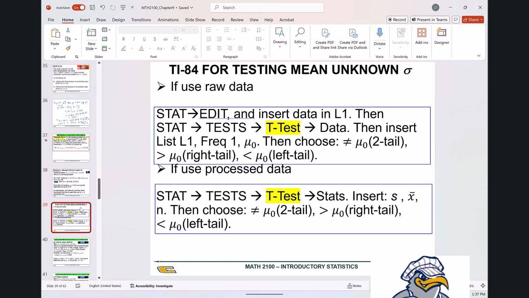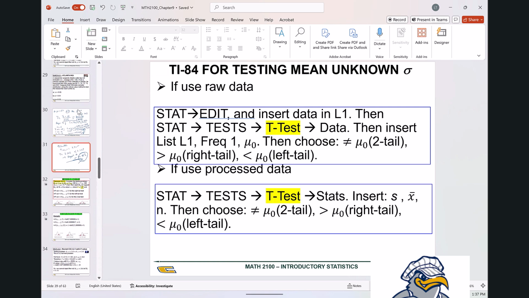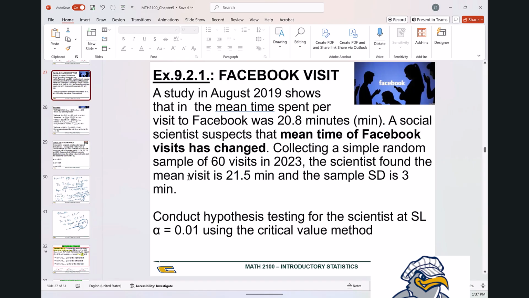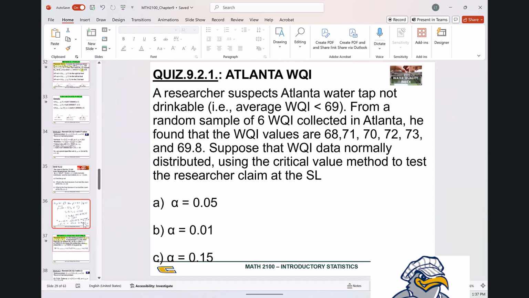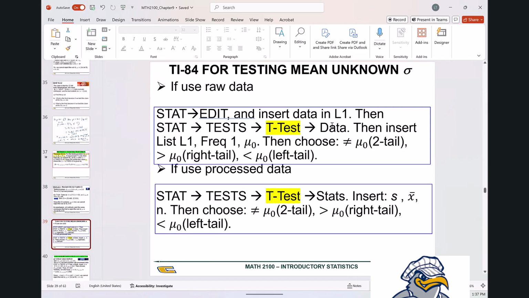And there are two tracks, right? Sometimes you are provided the summary statistics, for example the Facebook example, where they give you descriptive statistics for 60 users in terms of mean and standard deviation. But sometimes you are only provided the raw data, like the Atlanta Water Quality Index here. If you have raw data, you need to input it in a column in your calculator and process it with this first track. If you get the processed data, you go with this track using the stats here and insert.